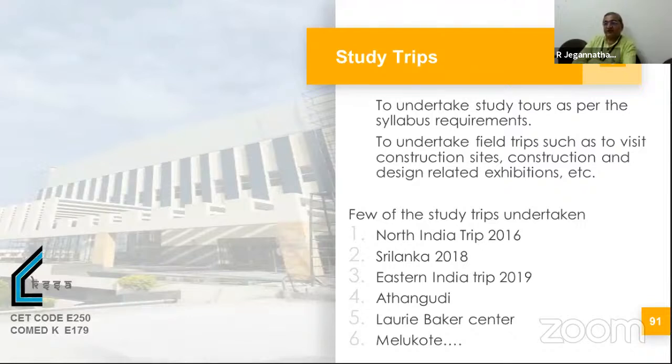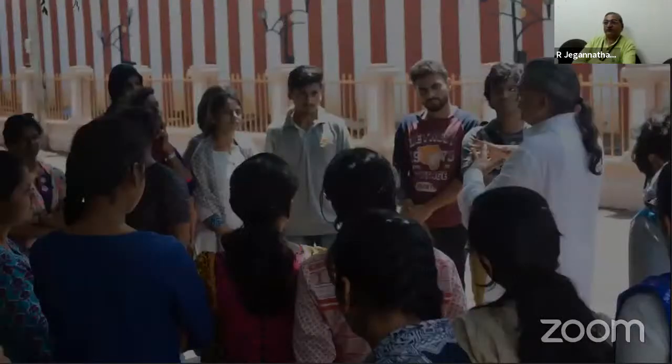Students have been taken on a North India trip. They went to Sri Lanka, went on an Eastern India trip. They've also visited the very famous Chettinad district, the village of Athankudi. We've been going to Thiruvananthapuram every year, to the Laurie Baker Foundation, having hands-on workshops and training by the students out there. We can see some of the pictures. We will quickly move through them.